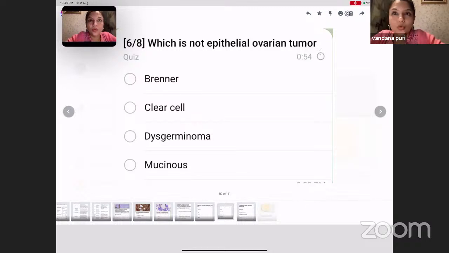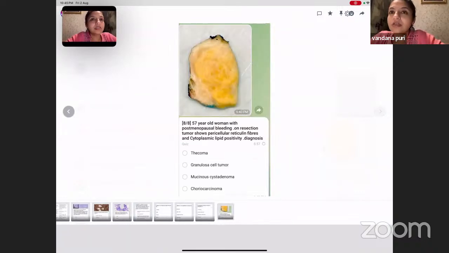Then we have thecomas. Thecomas are very unique. I had given a question on that also. So if you look at this question that I had given, these thecomas are very important because they have cytoplasmic lipid positivity. So if you see cytoplasmic lipid positivity, a yellow colored tumor, and very typically pericellular reticulin fibers around every cell, this is very characteristic of thecoma. Okay, so thecomas are a very important tumor because they can give you a question like which is the ovarian tumor which is positive for oil red O. So remember, it is thecoma, which everybody should be very clear about. Okay, so that was about your thecomas.